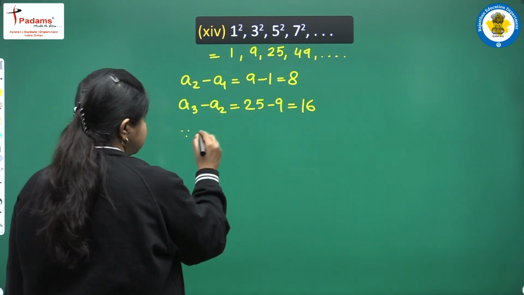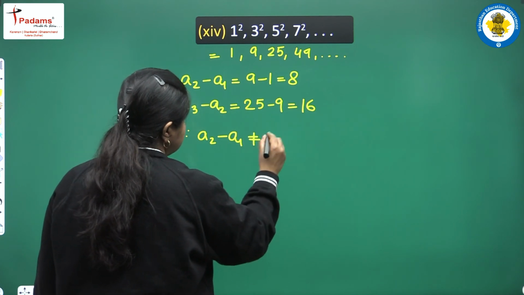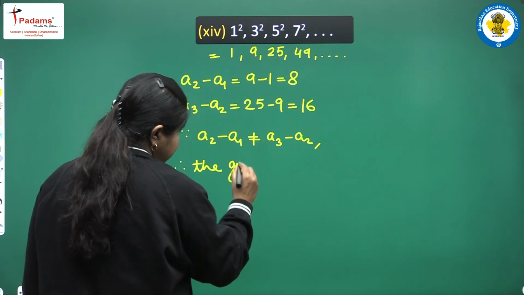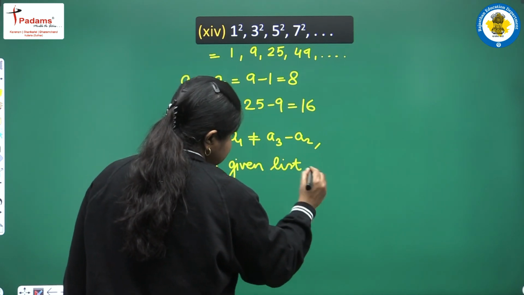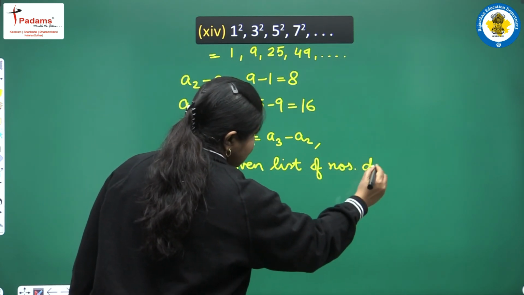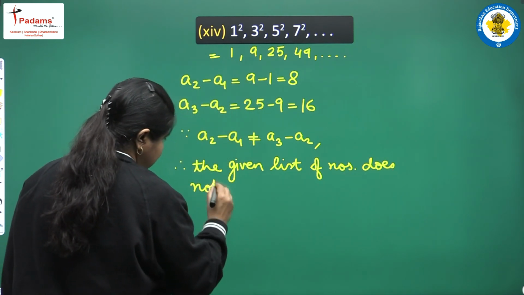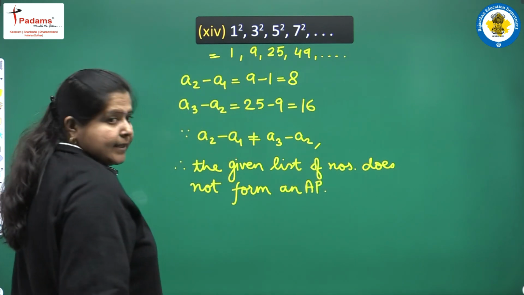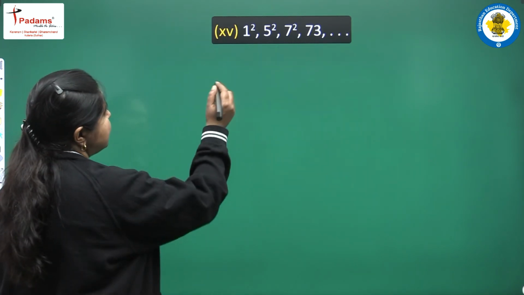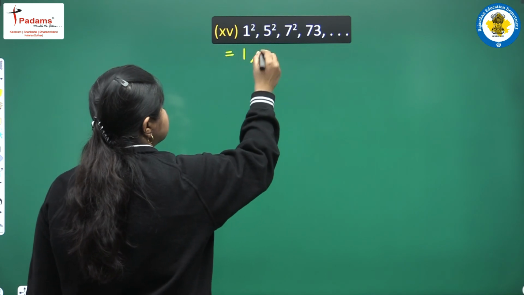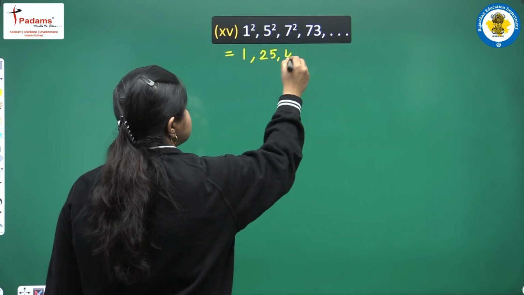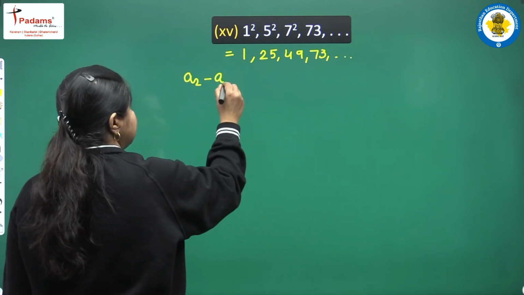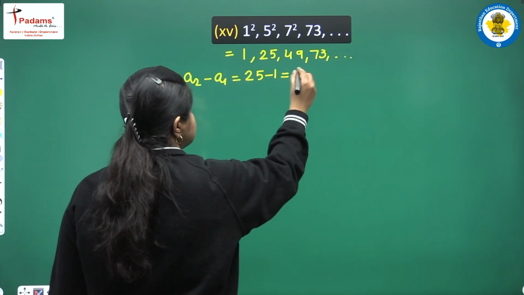We write here, since A2 minus A1 is not equal to A3 minus A2, therefore the given list of numbers does not form an AP. Okay. So now we take the next one. Here it is. It can be written as 1, then 5 square is 25, 7 square is 49, then we have 73 and so on. First we find A2 minus A1. This will be 25 minus 1 equal to 24.